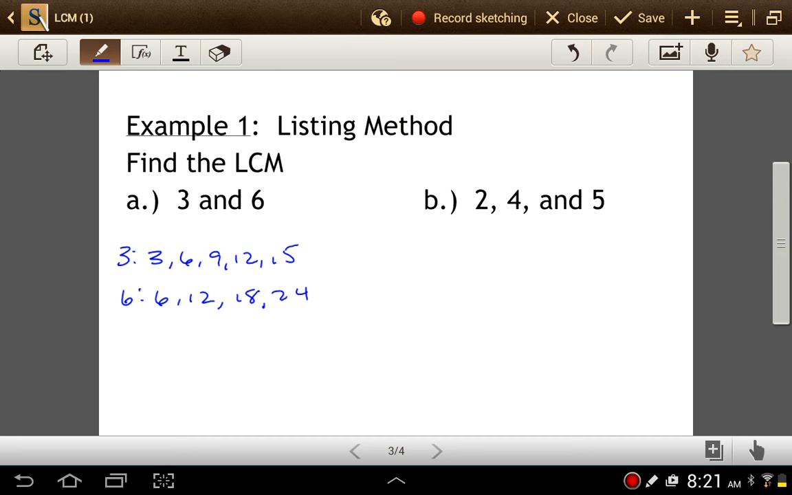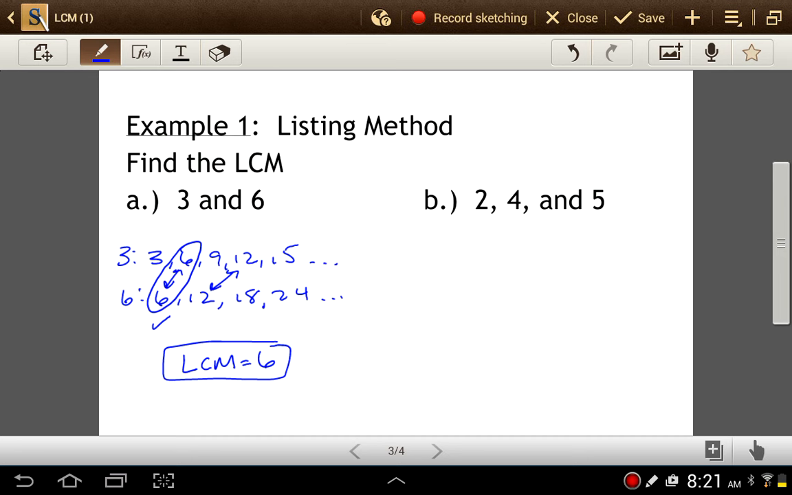Okay, then I'm going to look for common multiples. I'm going to look at my list to see what they have in common. They have a 6 in common. They have a 12 in common. They would have more in common because remember this list goes on, but I found one they have in common. Now this is least common multiple, so I want to find the least, or the first number that they have in common. The first number that they have in common is 6. So the LCM equals 6.